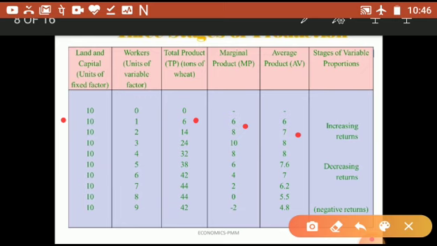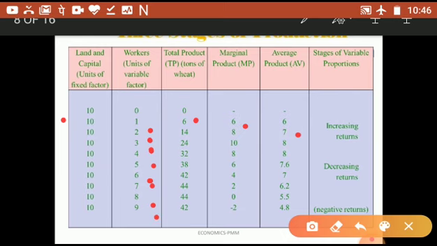And what is average product? The per unit production of the variable factor is known as average product. Now in this table we can see that units of capital and land are fixed, that is 10, whereas units of variable factor, that is labor, is increasing.